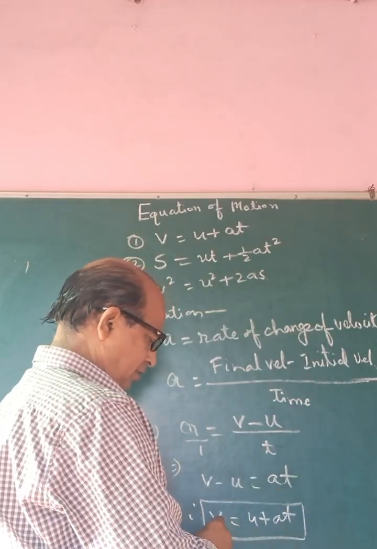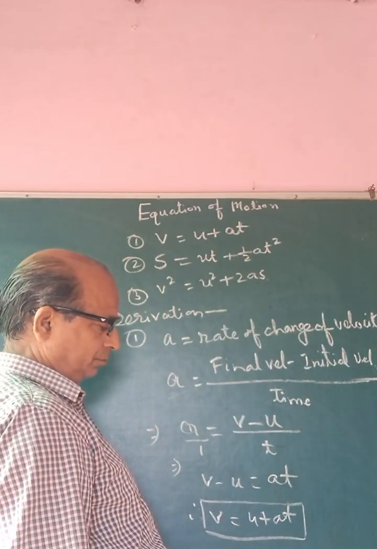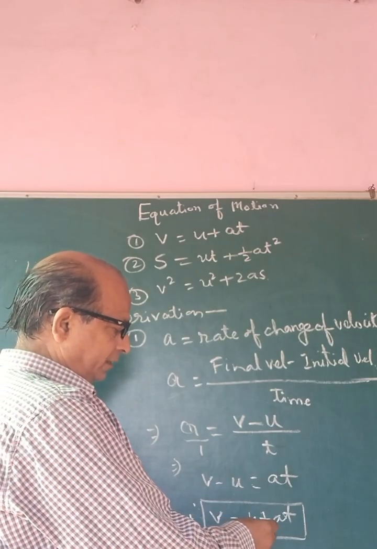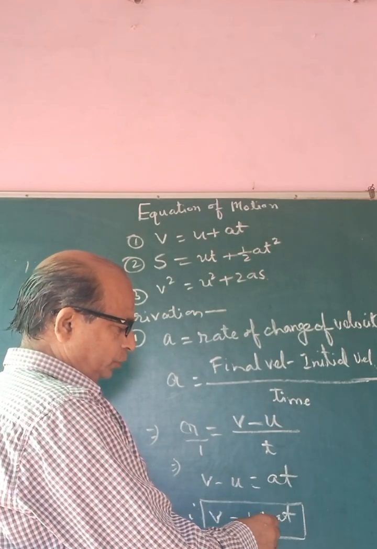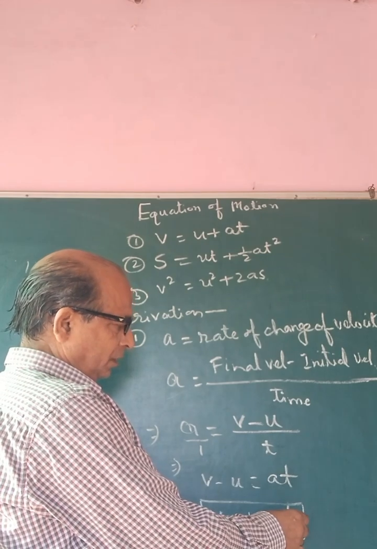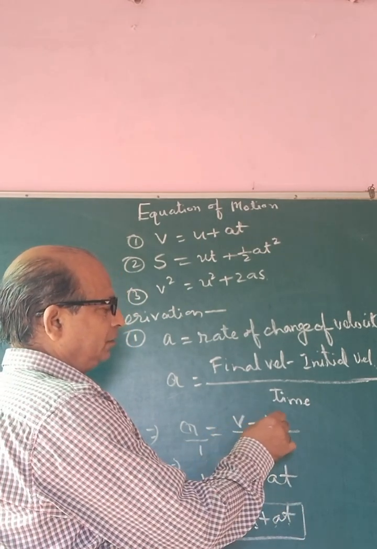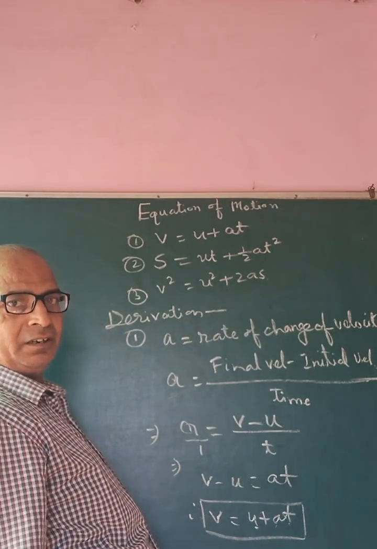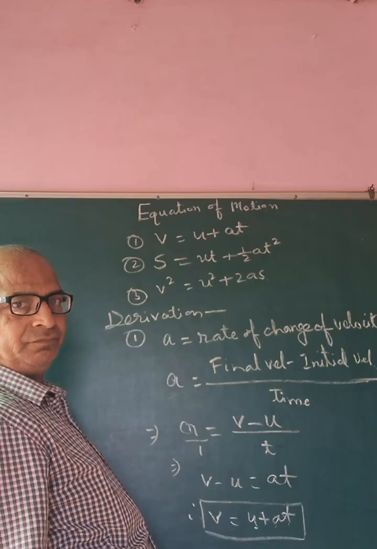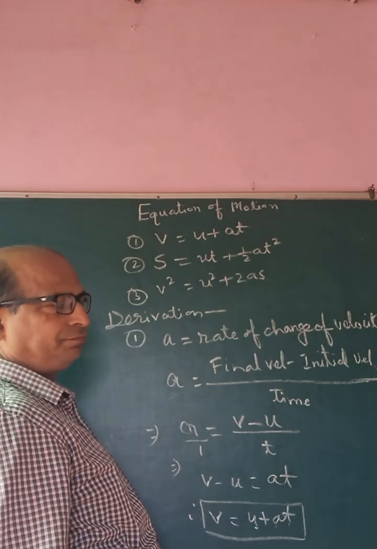This is the first equation of motion. Here we can find v if we know the values of u, a and t, and also acceleration is v minus u divided by time. Take a screenshot. Then we derive the next equation of motion.